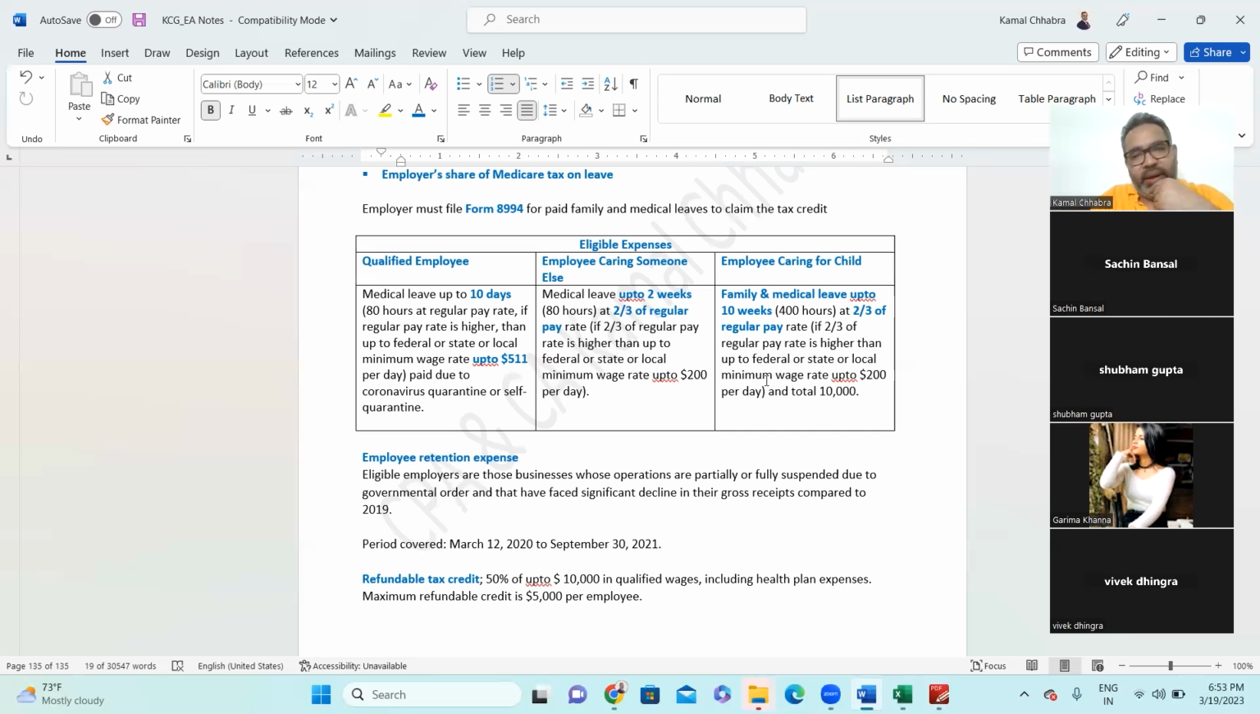So the employee got sick due to COVID. Then for 10 days of leave you need to pay in full, or a minimum of $511 per day, for at least 10 days.